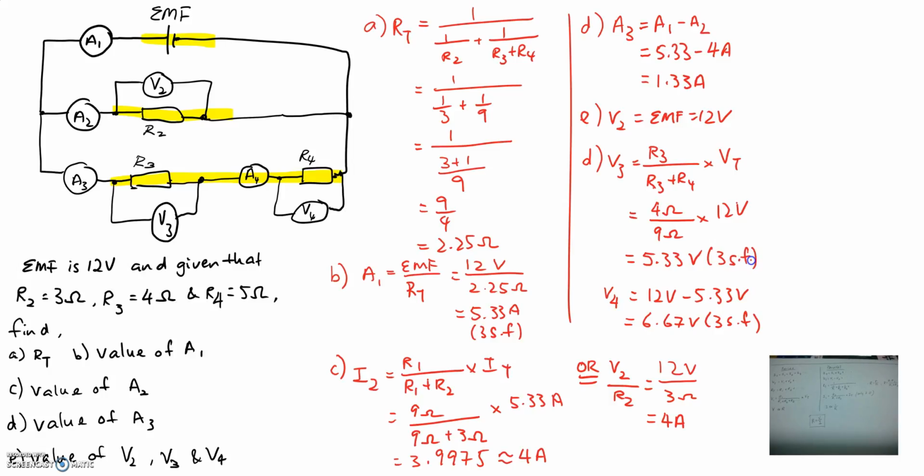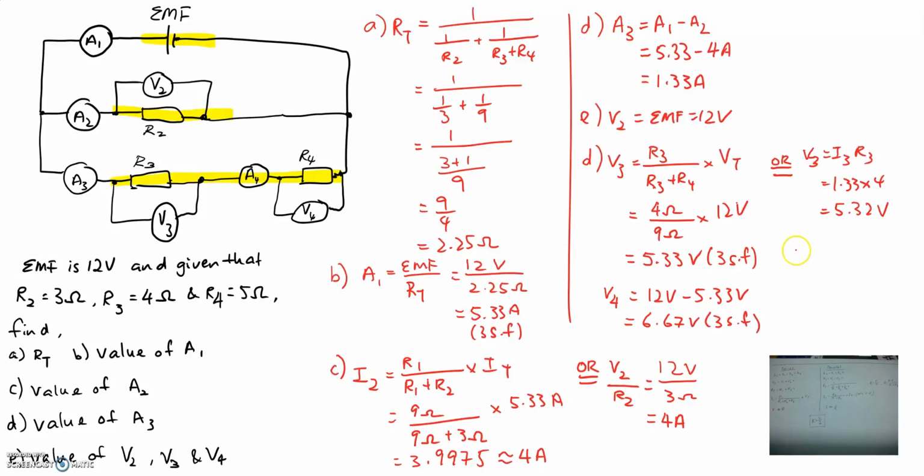Okay, alternatively, you know that you already have the current, right? You already have the current of A3. So A3 is 1.33, so V3 equals I3 times R3. So you have 1.33 times 4 ohms. That should give you approximately the same answer. So this is about 5.32 volts.